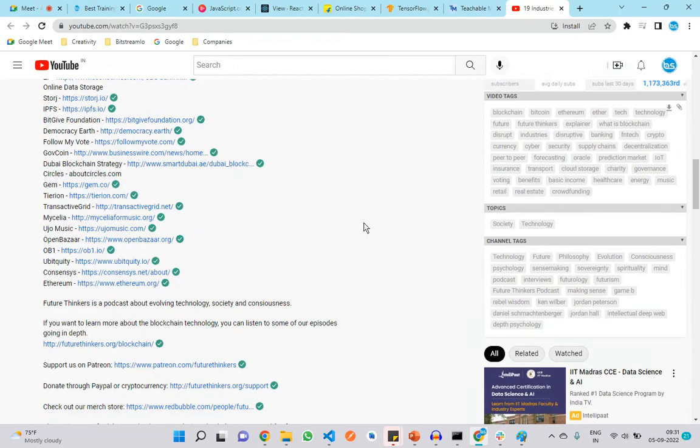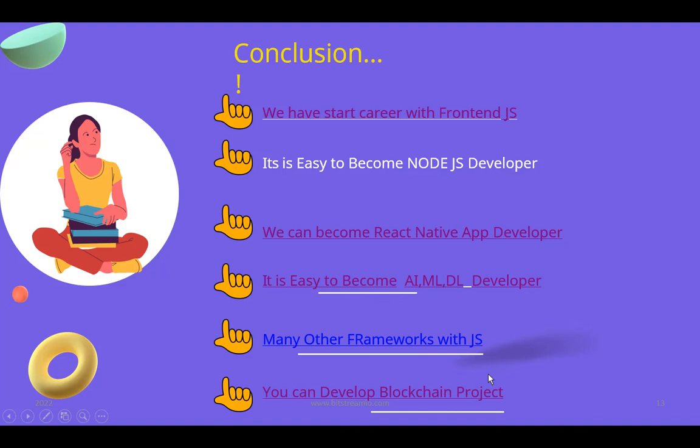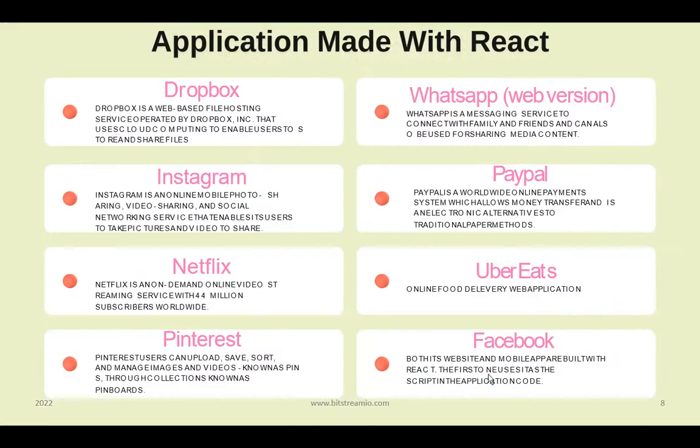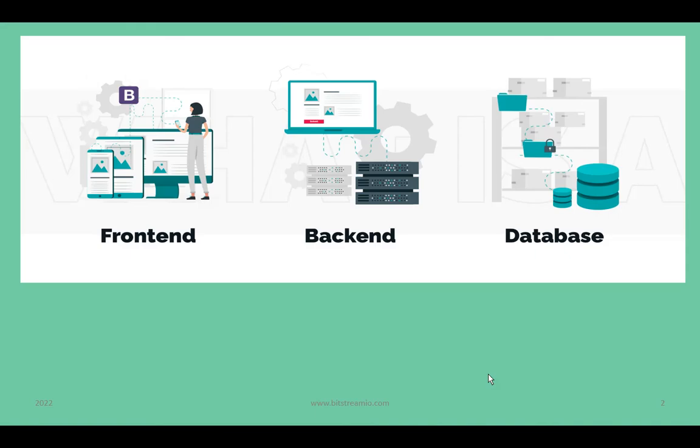Okay. So next we are coming to front end, back end. We have gone through it. I am just going to brief about this one: advanced React JS with full stack development. Why have I chosen this one? We are going to start with React JS, and our destination will be full stack. Every application is divided into front end, back end, and database. I already explained that.